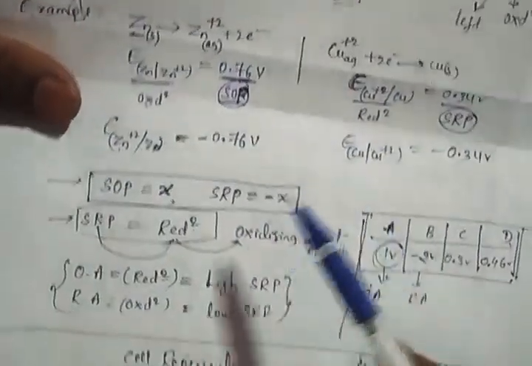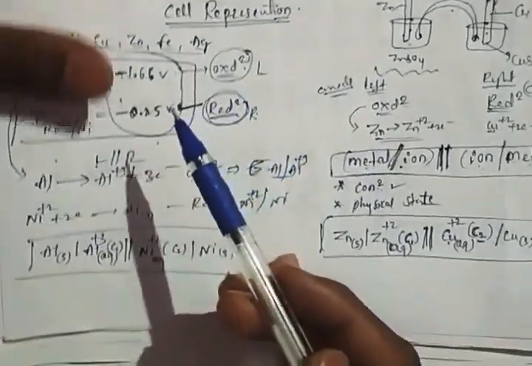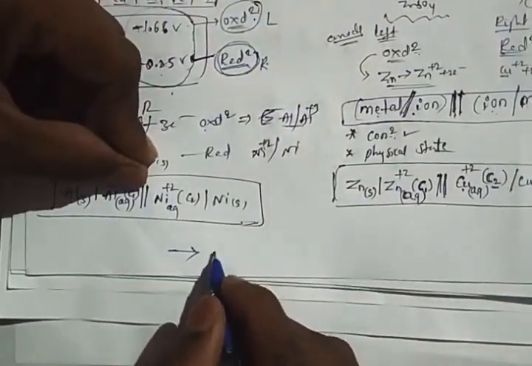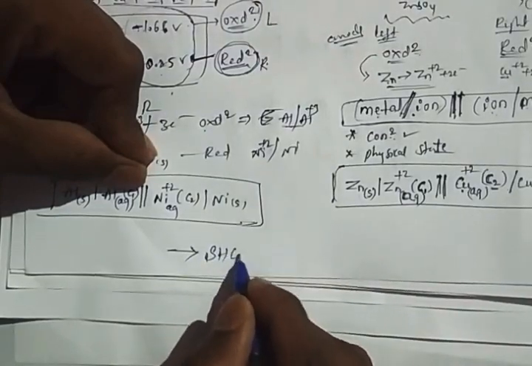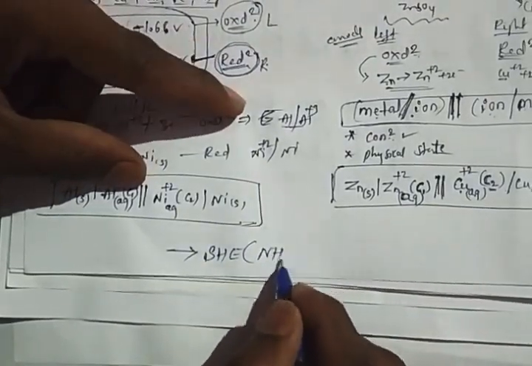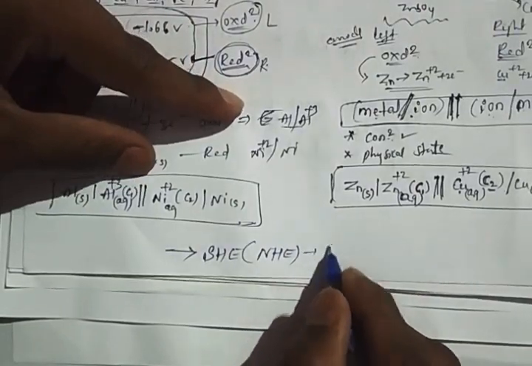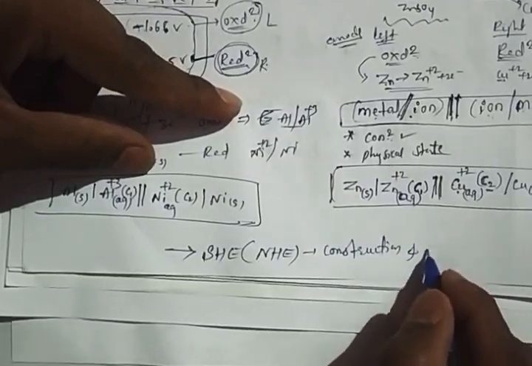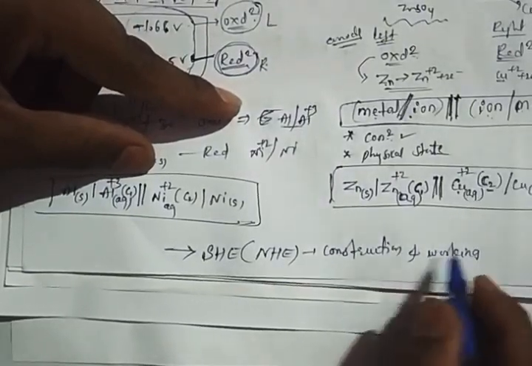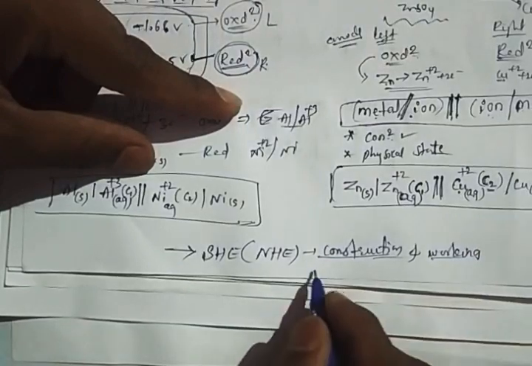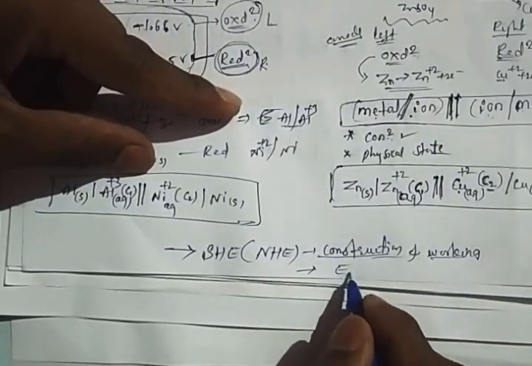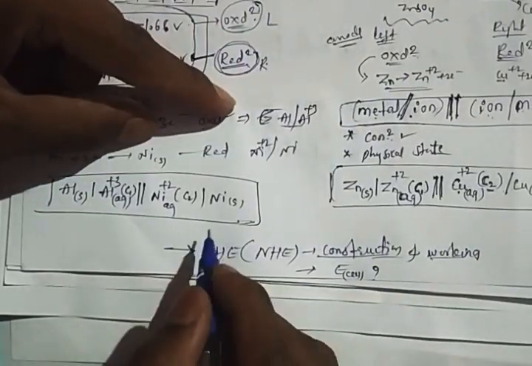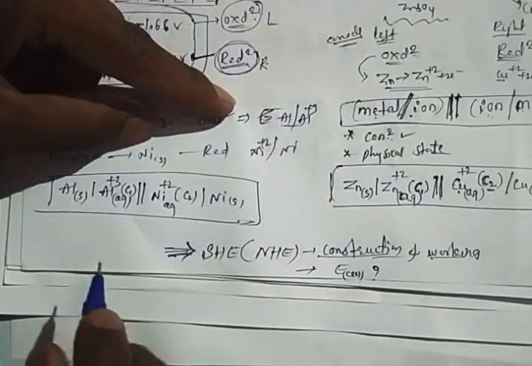That concept we'll study in the next session. In the next session we are going to move towards the standard hydrogen electrode or normal hydrogen electrode. We will study its construction and working, and after this the calculation of cell potential of a cell, how we are going to calculate the cell potential. This concept we'll study in the next class.